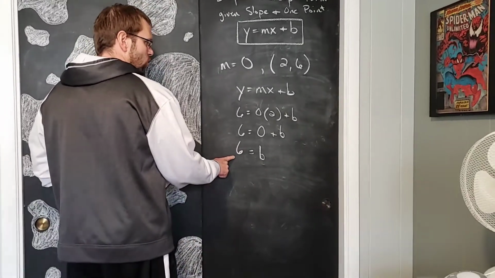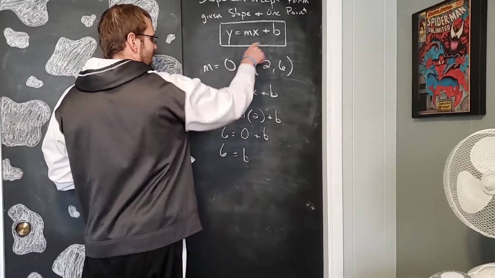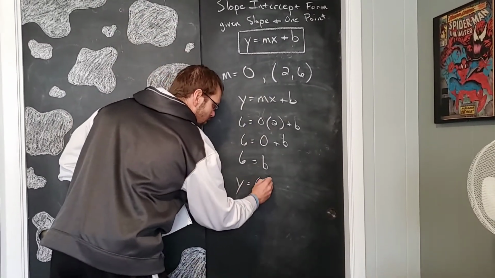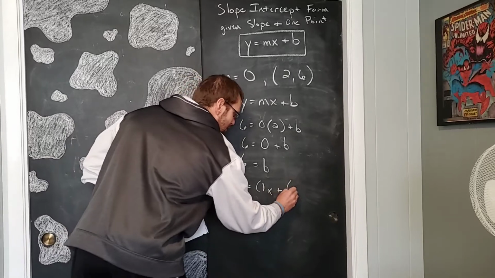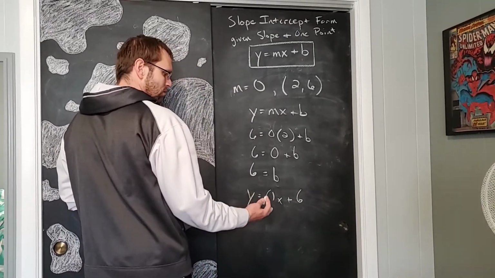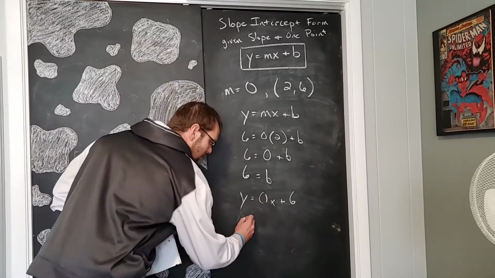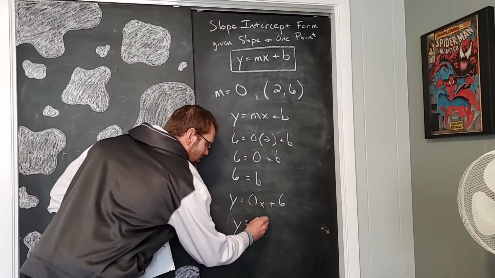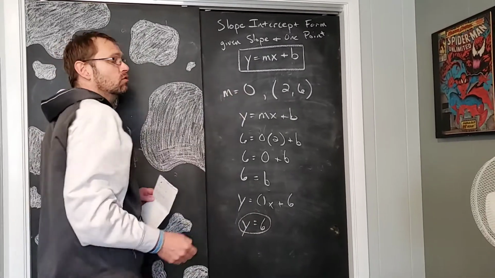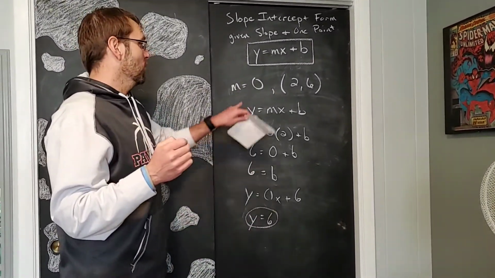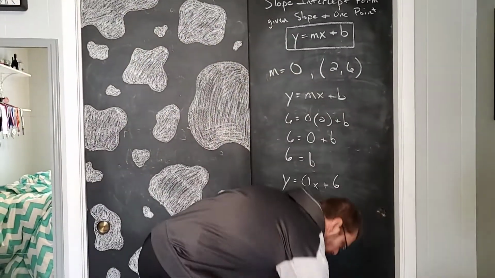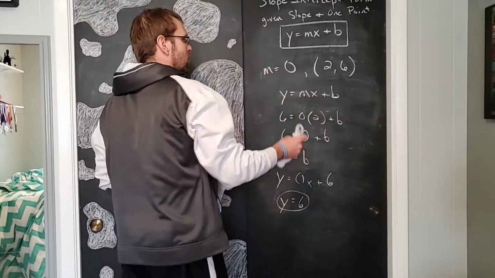So 6 would go here, and m would go here. So watch what I get. I get y equals 0x plus 6. And 0x is the same as nothing. 0 times x is 0. So really, this is y equals 6. And that's your answer. So that's what it looks like if m is 0. Now you have 2 of them on your assignment today that have m as 0. What I'm doing today is actually going to cover the next 2 days of assignments.